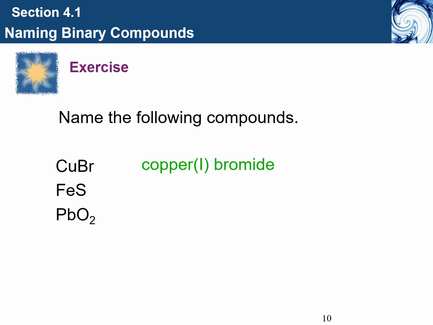And one of the very few that doesn't always have to have a Roman numeral in other examples. A lot of times, if it's a charge of 1, it doesn't always get shown. But for this class, we're going to make sure we still show that it's copper 1 bromide. The next one, iron sulfide.